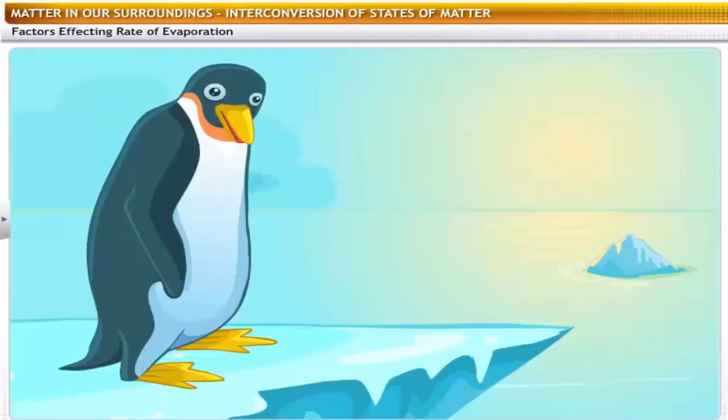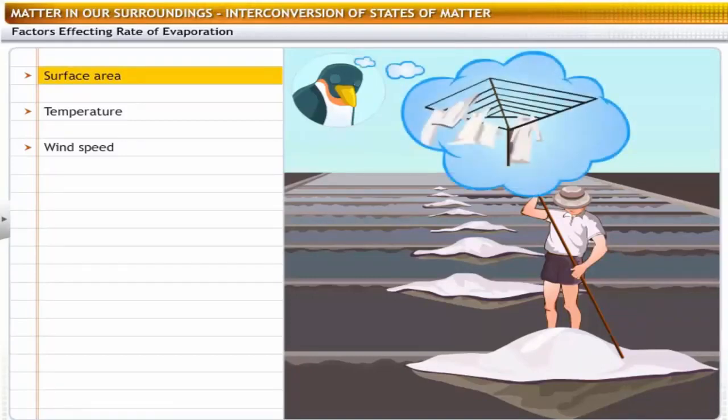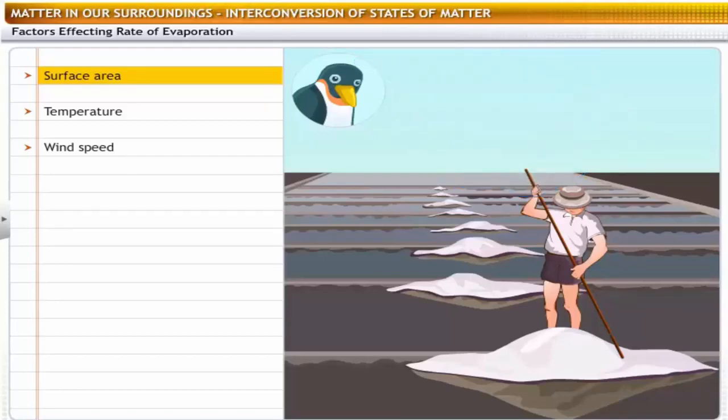Interesting. Tell me more. Shallow quarries or bunds are built near the sea. The shallow bunds provide a relatively large surface area for water to evaporate quickly, much like the clothes that you spread out on a clothesline so they dry faster. Water from these bunds evaporates, leaving salt behind. Then the salt is collected and refined before use. So, the rate of evaporation depends on the surface area.